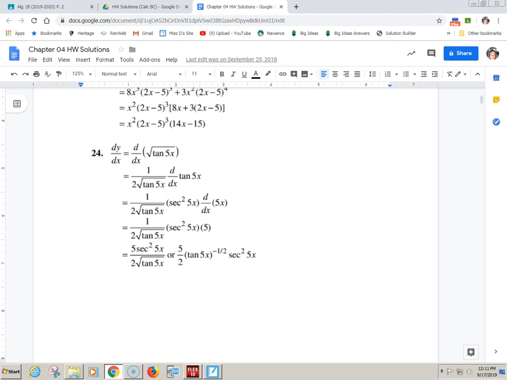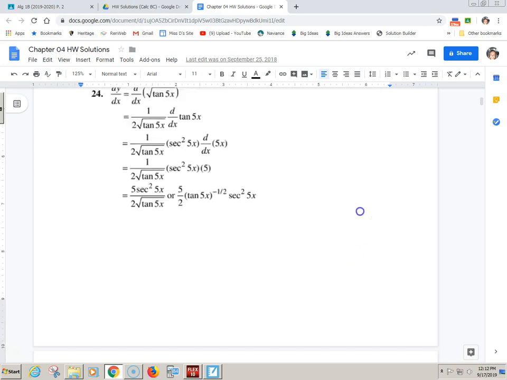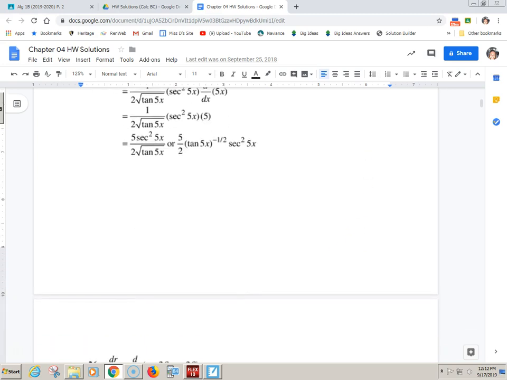Okay, number 24. The U could have been U to the 1/2, and then V could have been tangent, and then W could have been 5x. I like this form probably the best, but I suppose you could have done that one. What else? What else? What else?